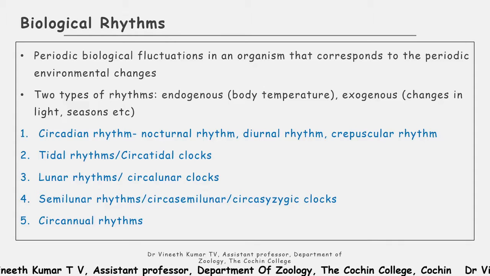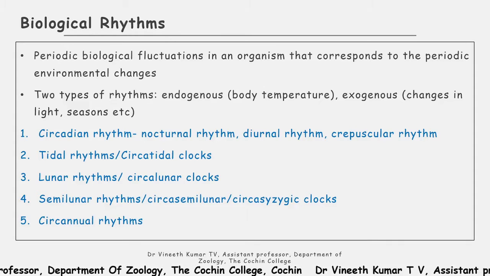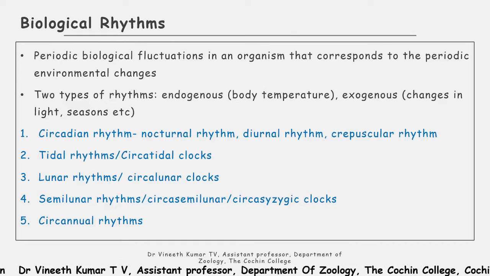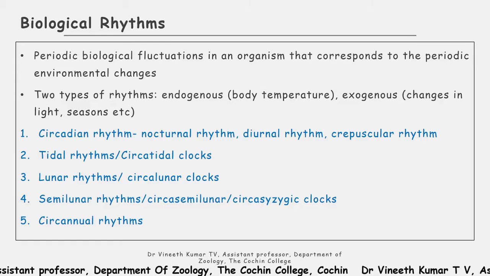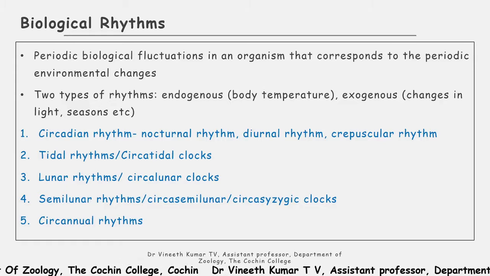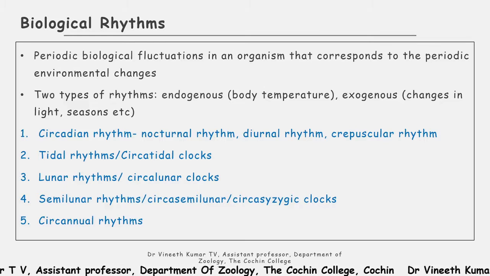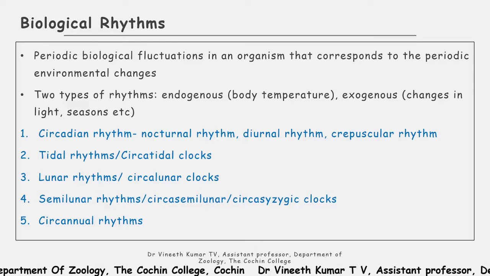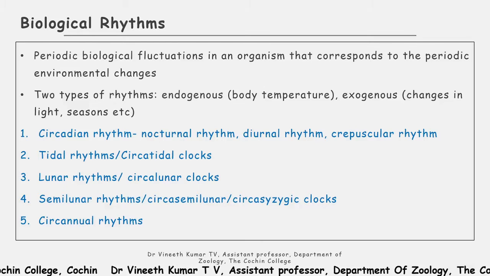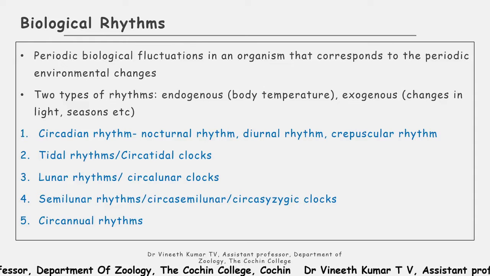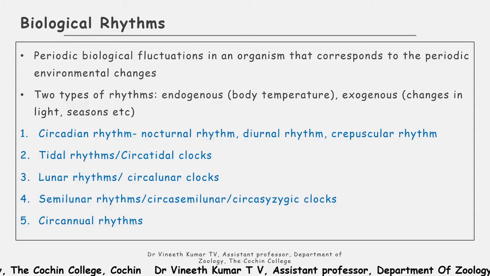Biological rhythm is a periodic biological fluctuation in an organism that corresponds to periodic environmental changes. That's why it is called a rhythm. It is cyclic. It happens every day. There are two major categories of biological rhythms, namely endogenous and exogenous rhythms.